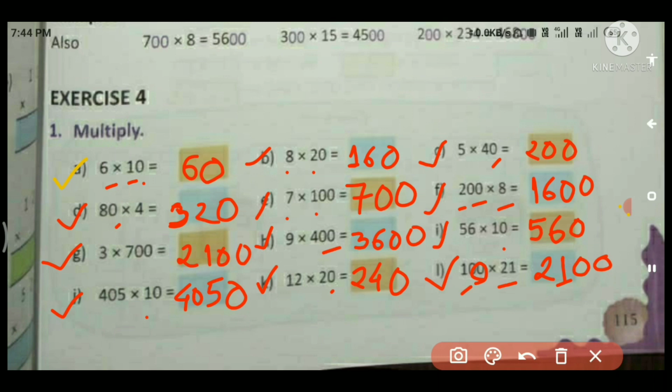My dear students, I hope you have understood how we can multiply any number by tens and hundreds. You only have to multiply the numbers, and after multiplying the numbers you have to add the zeros. That's it.